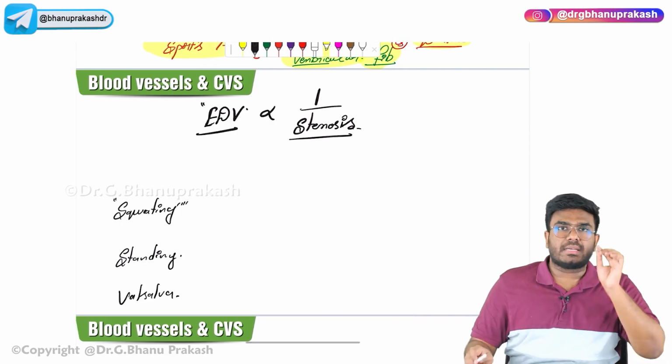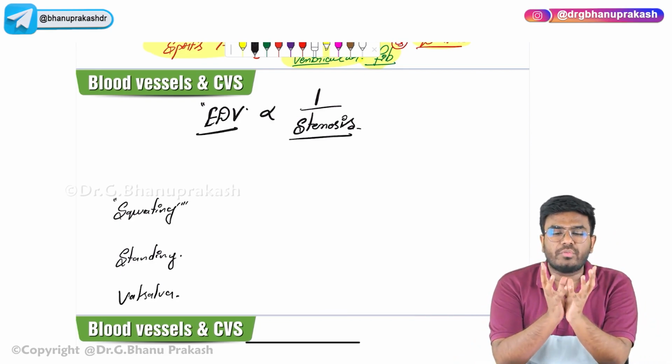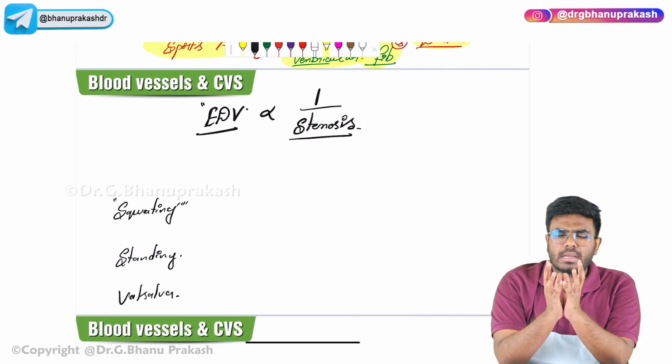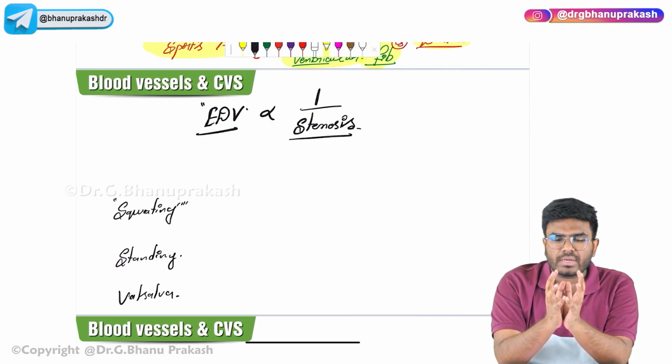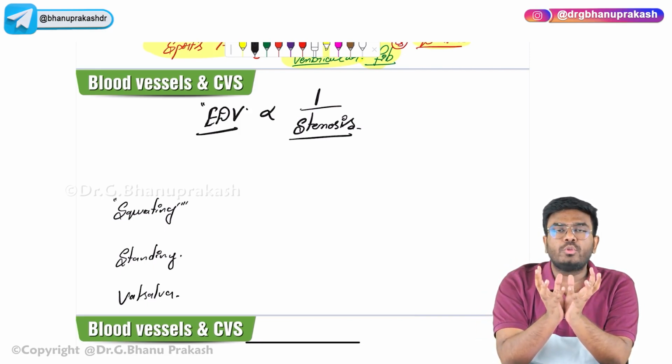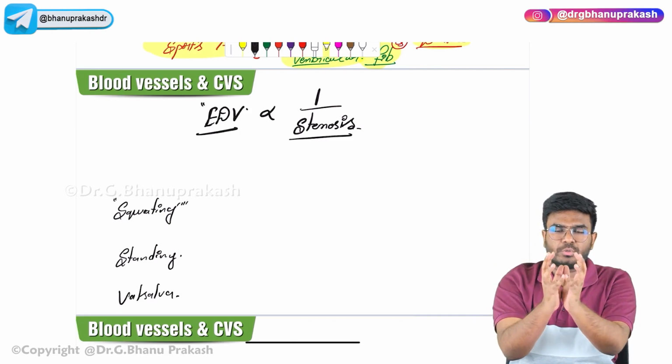So try to understand like this. If you increase the end diastolic volume, if you put more blood, more preload into the left ventricle, what happens to the left ventricle? The left ventricular cavity size will start to enlarge. This preload will force the left ventricle to dilate, to distend.